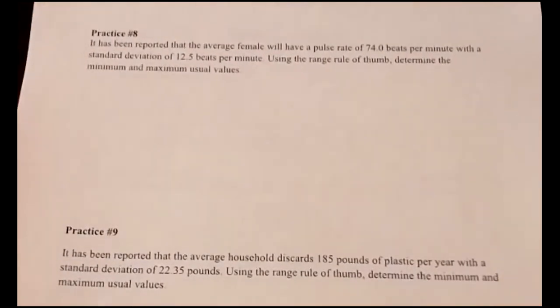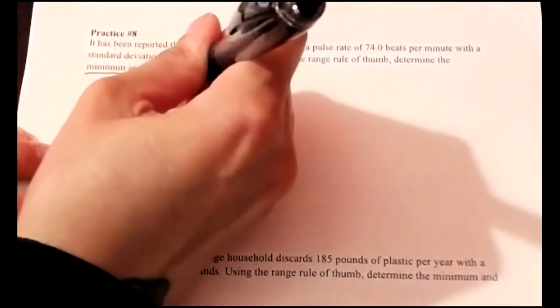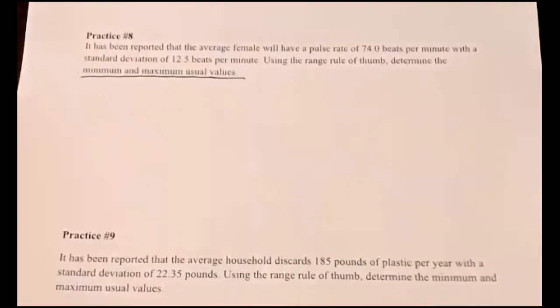Number 8. It has been reported that the average female will have a pulse rate of 74.0 beats per minute with a standard deviation of 12.5 beats per minute. Using the range rule of thumb, determine the minimum and maximum usual values. Okay, we are going to use the same formulas. So we are going to first note the information that we have.